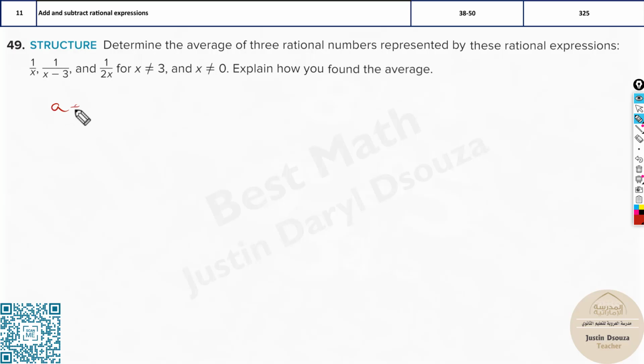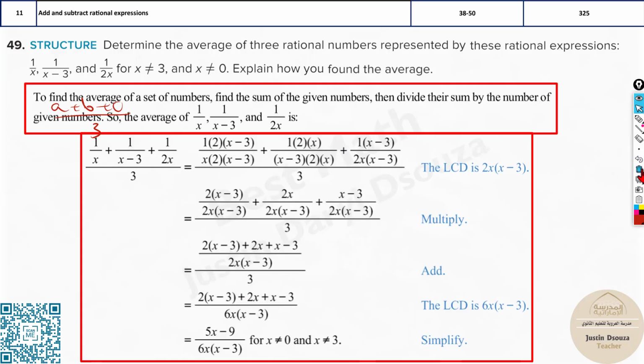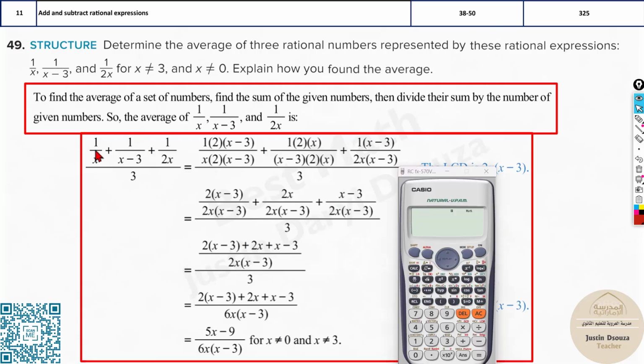Average: imagine this is a plus b plus c. These are the three numbers. Average will be divided by 3. That's it. So here, in the calculator, you will have four options, isn't it? Let me show you the calculator method. Instead of writing it all out and dividing by 3, take out your calculators. All these numbers, add them and divide by 3, which is shown here, right?